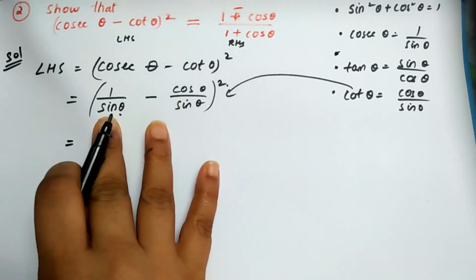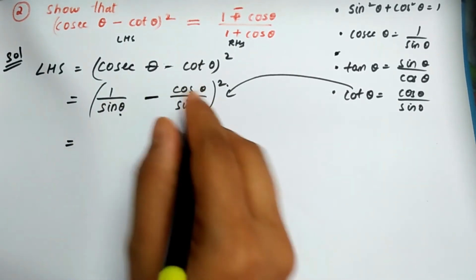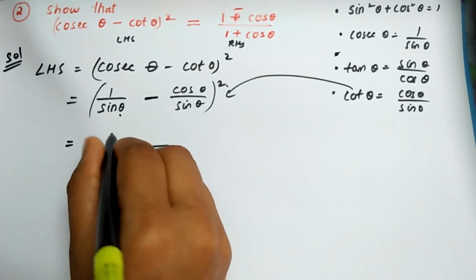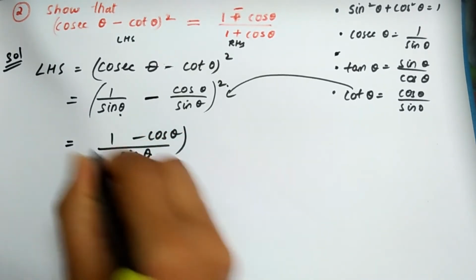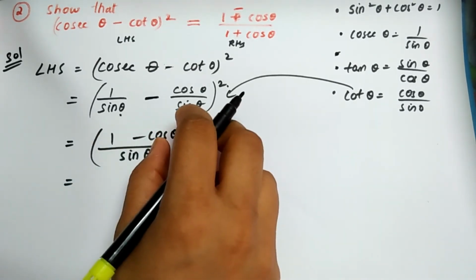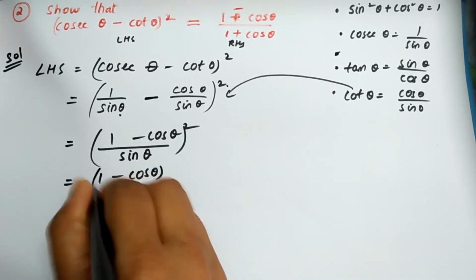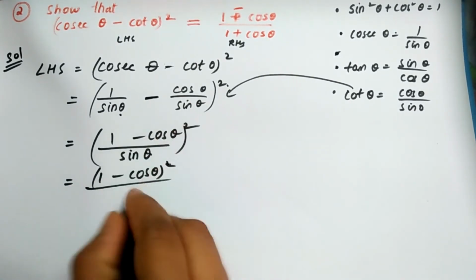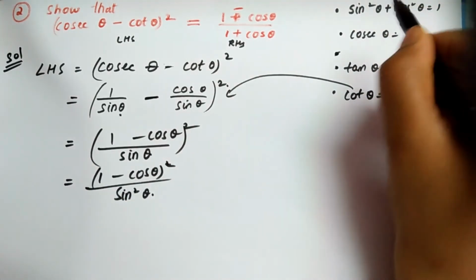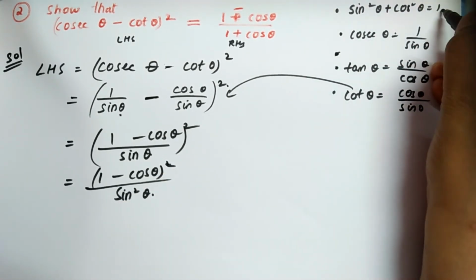Here the sign is minus, it's not multiplication. So the LCM is common here, sine theta, and we get (1 minus cos theta) the whole square. Now we distribute the square: 1 minus cos theta the whole square in the numerator and the square to the denominator also. The identity we are familiar with regarding sine square theta is sine square theta plus cos square theta is equal to 1.